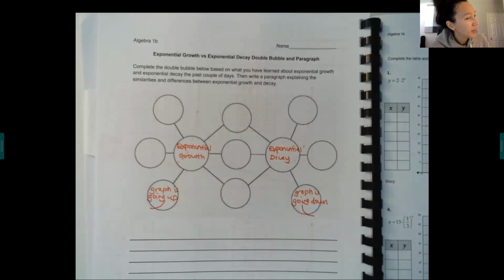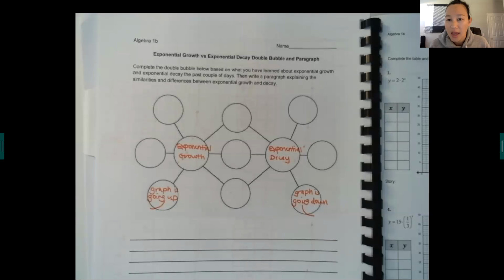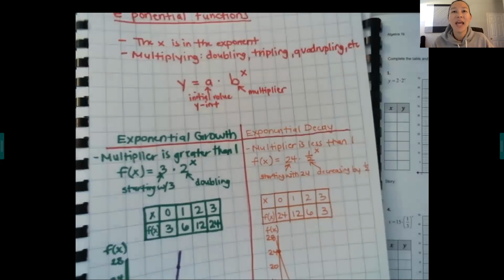Solomon, do you have one you could share? He went to go get one of his papers. Oh, okay. Cheyenne, do you have one you could share? No. Okay, so we just have to look at our notes.